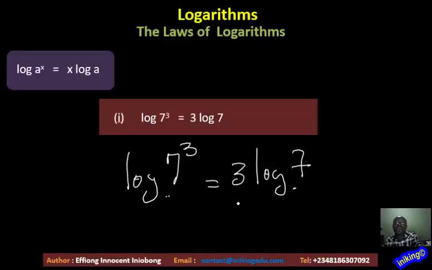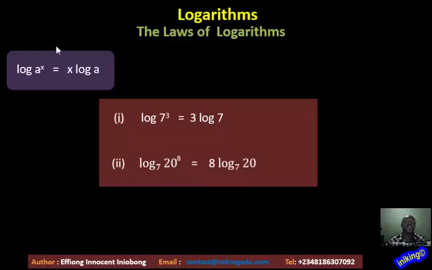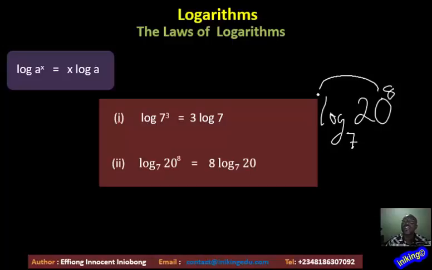The same thing is applicable to the second one, where we're told that we should find the logarithm of what? Log 20 raised to the power of 8 to some base 7. We'll simply move our 8 to the back there to multiply, and we have it as 8 times the log of 20 to base 7.